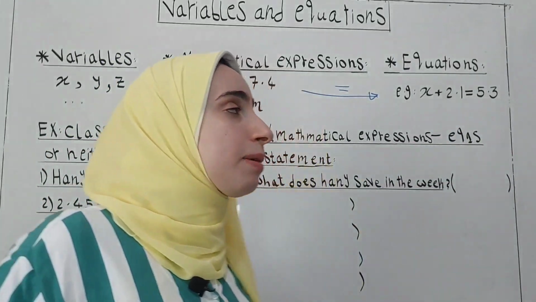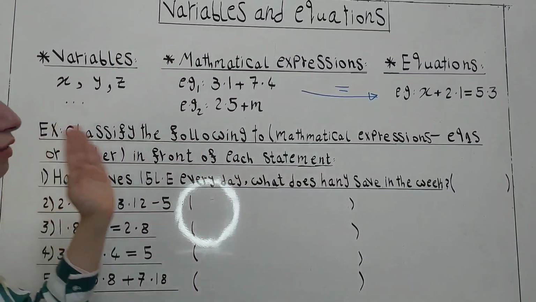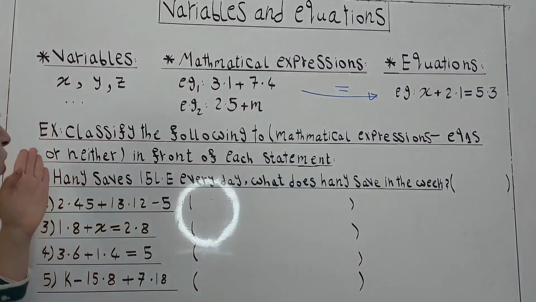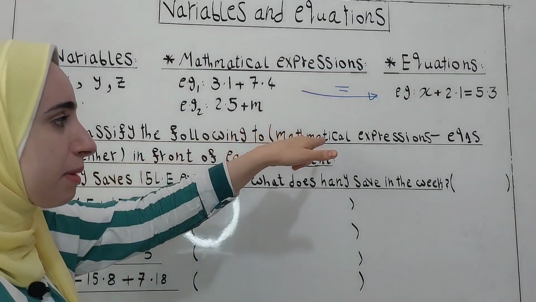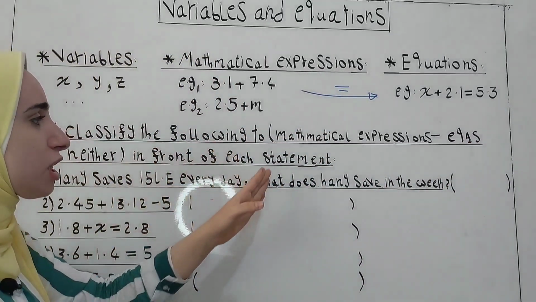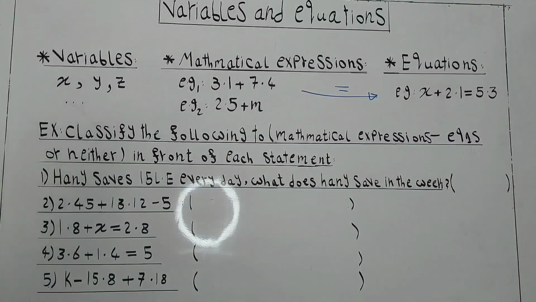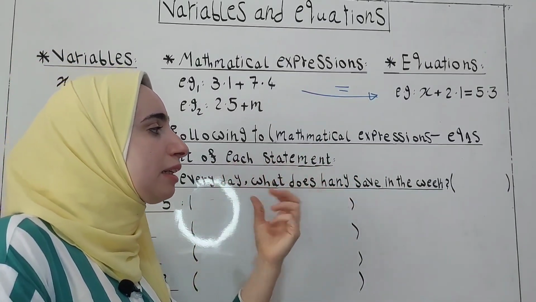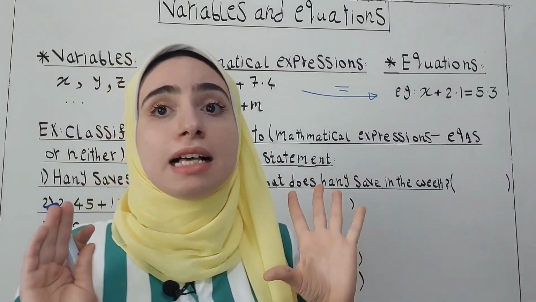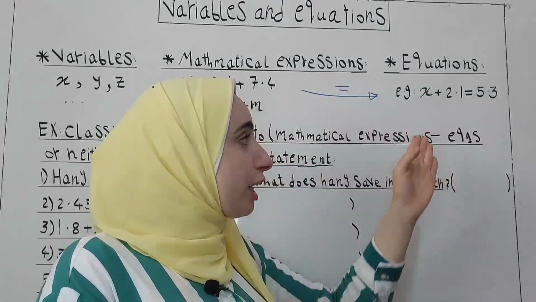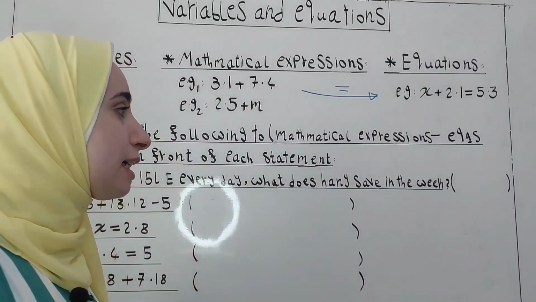Let's take an example. Classify the following as mathematical expression, equation, or neither, not a mathematical expression and not an equation, in front of each statement. Number one, Hani saves 15 L.E. every day. What does Hani save in the week? This example is a story problem, not a mathematical expression and not an equation. So it will be neither.